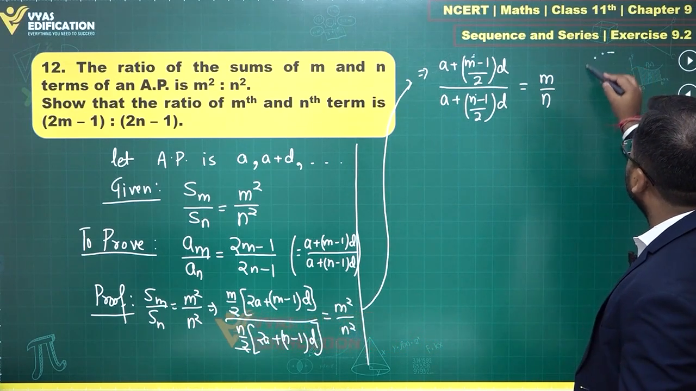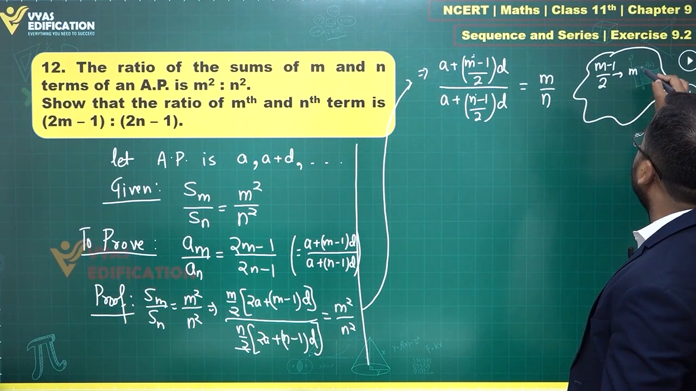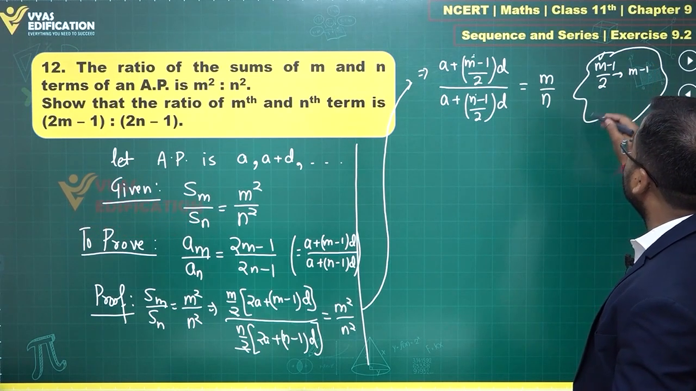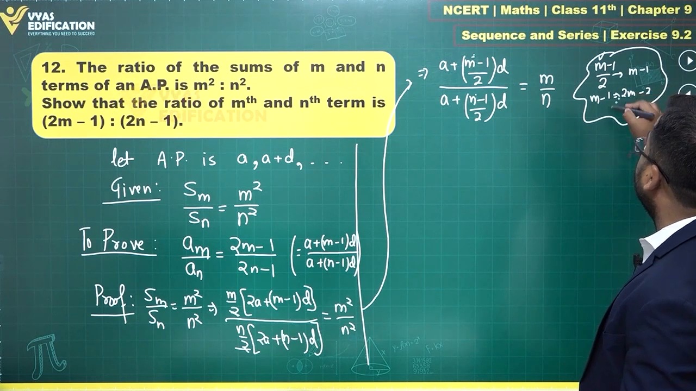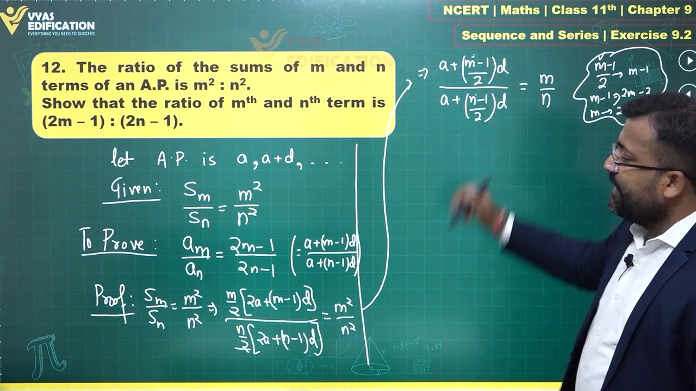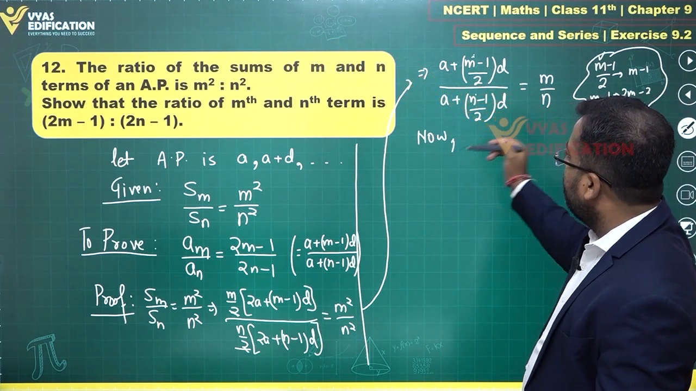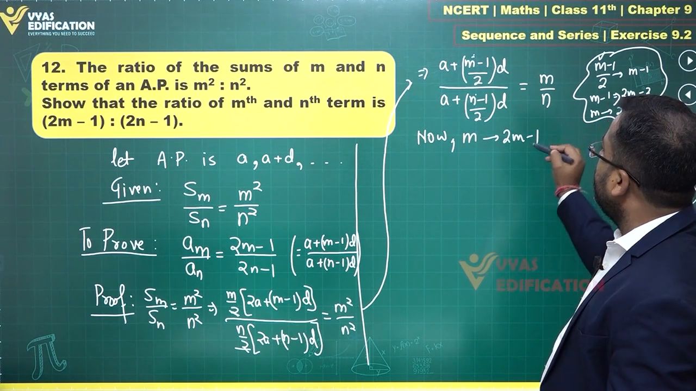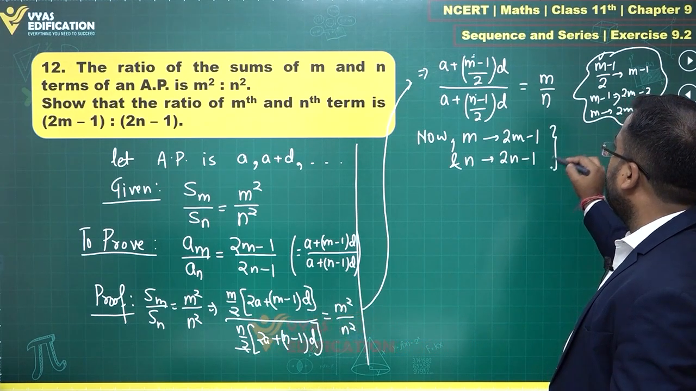So we do this calculation in the rough. m minus 1 by 2 has to be replaced with m minus 1. So this m over here, this is the question mark. This m minus 1 will be 2m minus 2 and will be replaced with this. m will be replaced with 2m minus 1. So now, once you have done that calculation, m is replaced with 2m minus 1 and n is replaced with 2n minus 1. Replace.